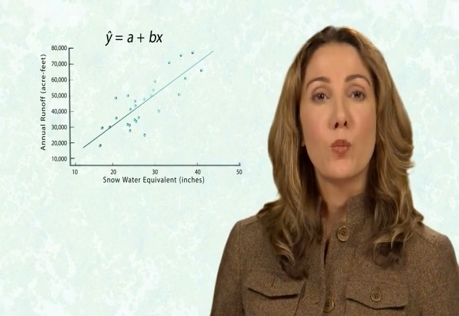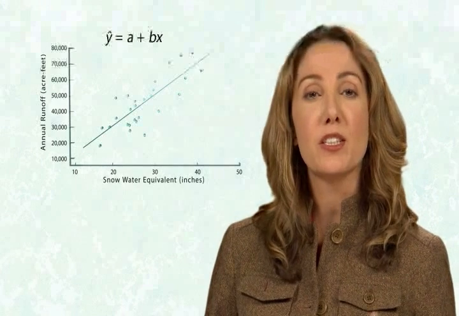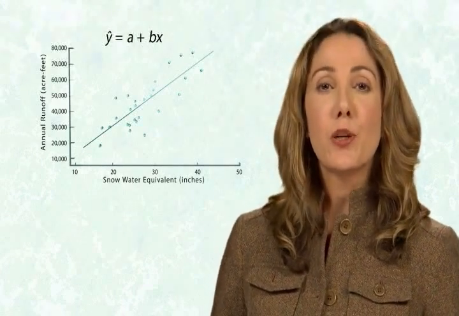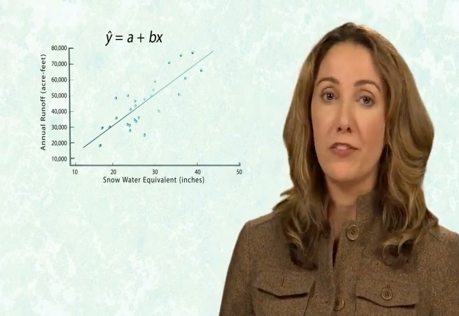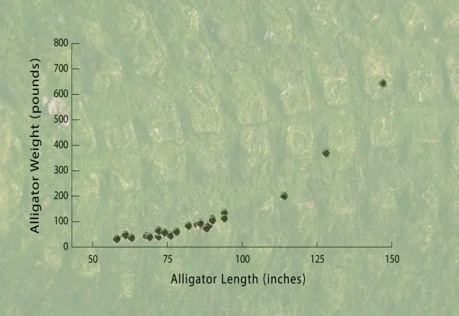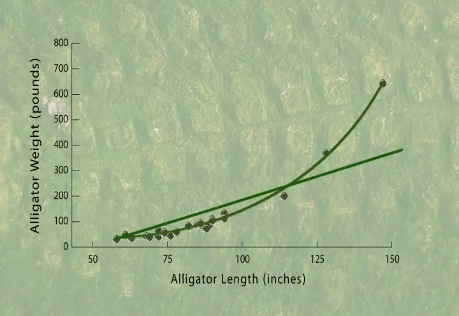The regression line works well to predict the Colorado water supply because the relationship between snowpack and river flow is linear. If the relationship you're trying to describe actually has a curve pattern, a straight regression line won't be a good fit to the data. For instance, check out this scatter plot showing the curve relationship between an alligator's length and weight. Trying to use a regression line in a case like this won't make the most accurate predictions.